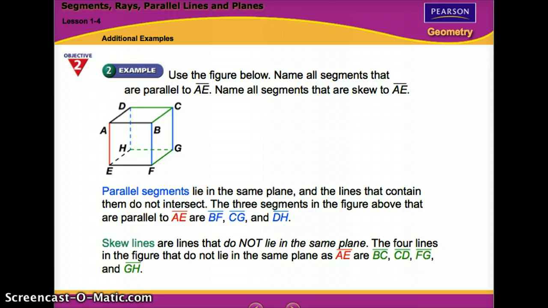Let's look at an example of each. Let's take the red line. Segment AE is going to be parallel to any of the blue lines, BF, GC, and DA. Line AE will be skewed to any of the green lines. It's not going to touch them, but they are not on the same plane. So line AE is skewed to GF, HG, CB, or DC.